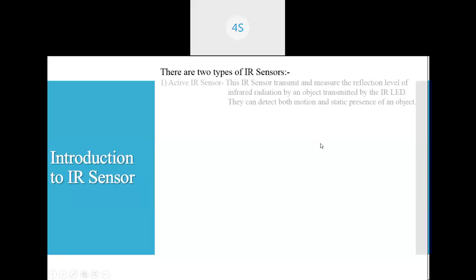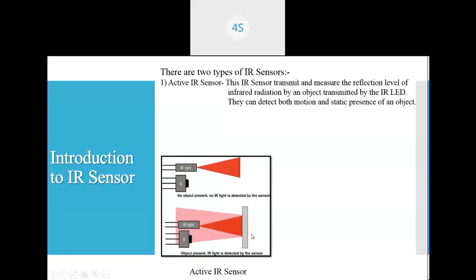So there are two types of IR sensors. An active IR sensor is an IR sensor that transmits and measures the reflection level of the IR, which is transmitted by the IR LED. It can detect both the motion and static presence of an object.